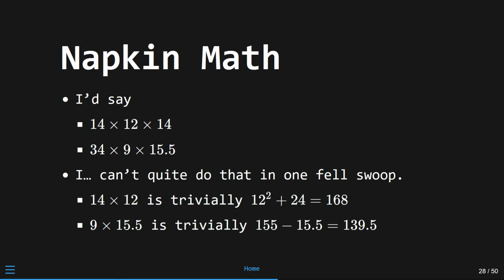So 12 times 14 is 144 plus 24, which is 168, and it's easy to check that that's correct because that's 12 times 14, and 168 is the number of hours in a week. So that's how many hours I spend a week writing C89 code. 9 times 15.5 is trivially 155 minus 15.5 because it's 1 less than 10 times 15.5. So that's 139.5 hours.